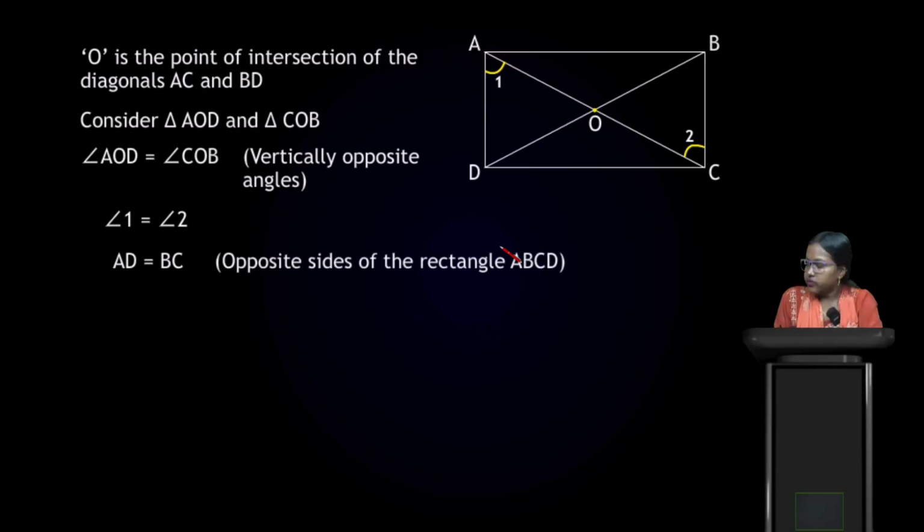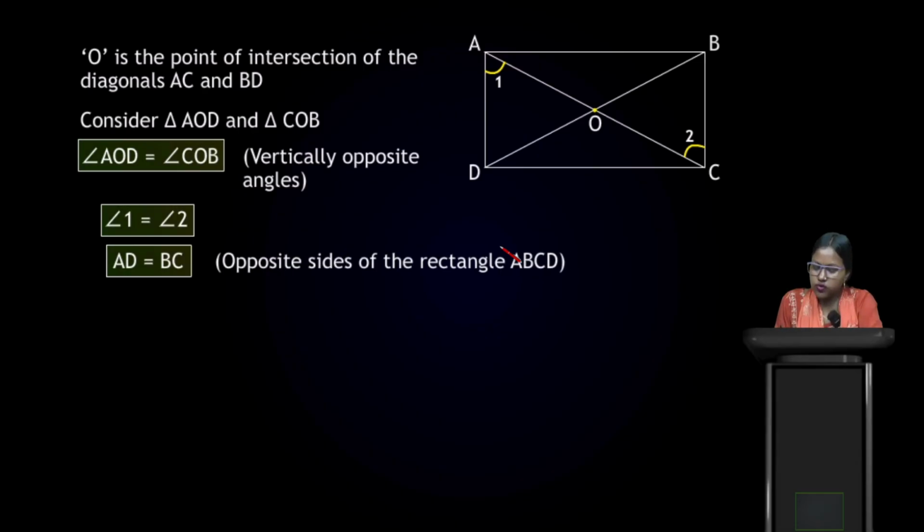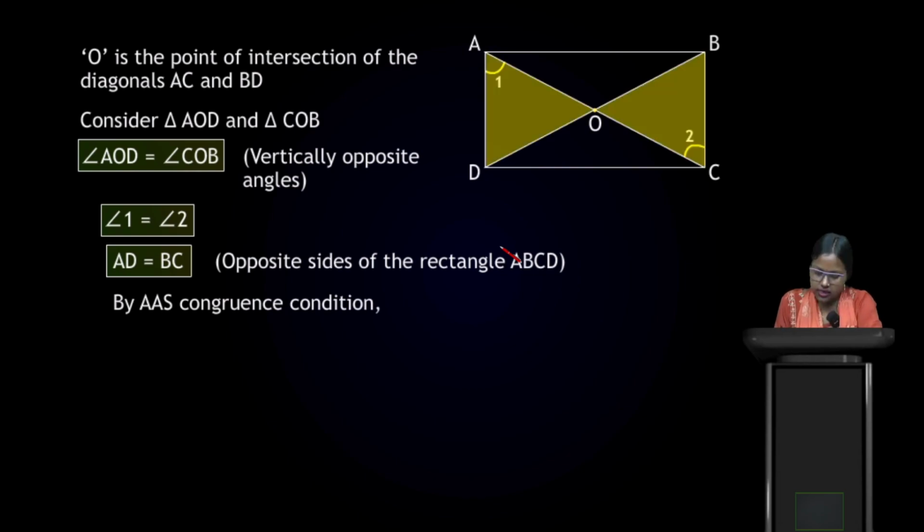Now here you see two angles are matching and one side is matching. That means by the AAS congruence rule, what we can tell? Both the triangles are congruent. So, by corresponding parts of congruent triangles, what we can conclude? Why we are proving that these are congruent triangles? What is the necessity? Now you see, by CPCT, we can say that DO is equal to OB because these are the corresponding parts.